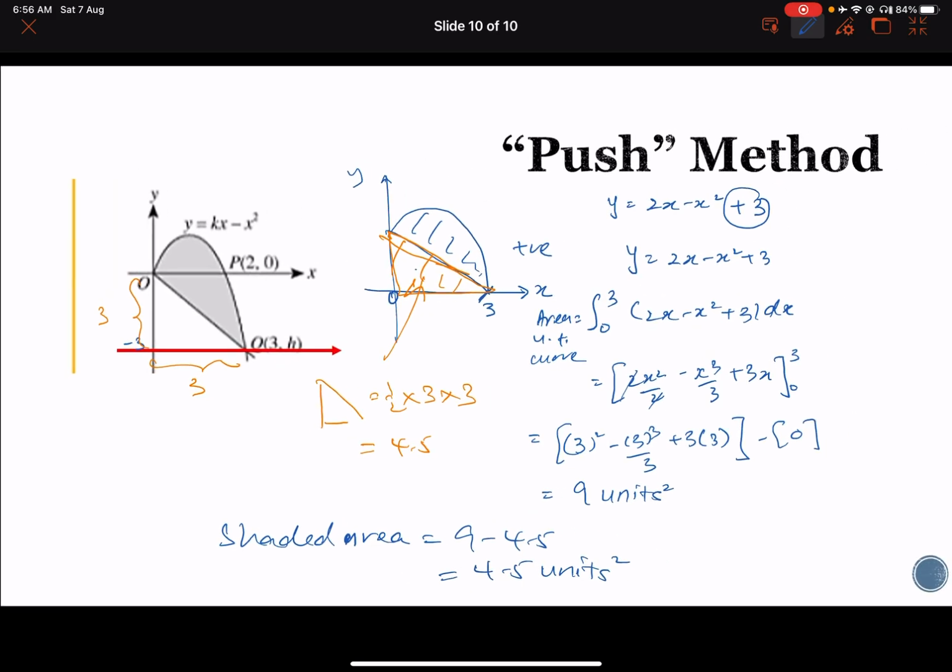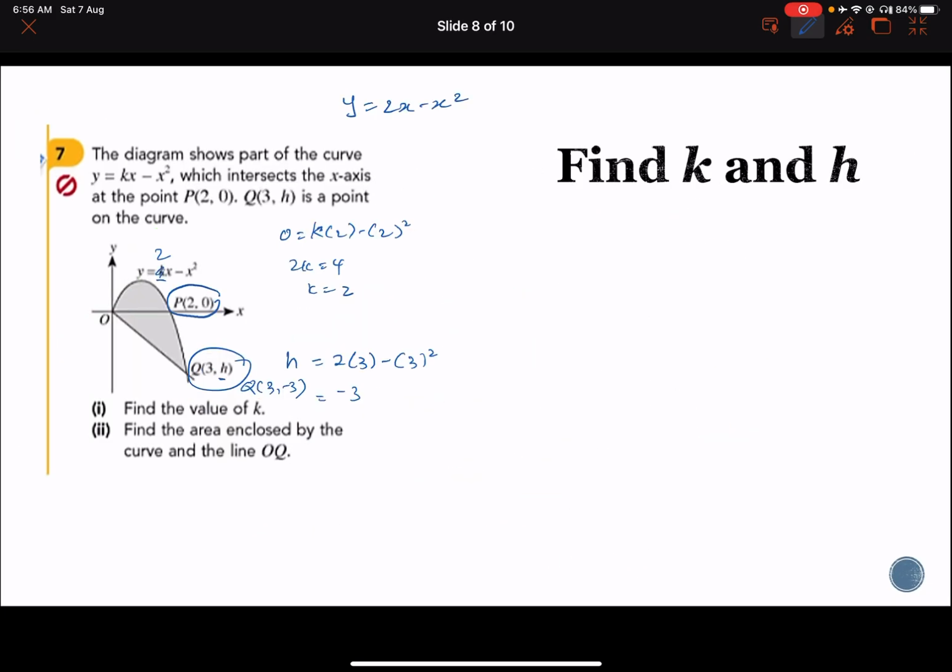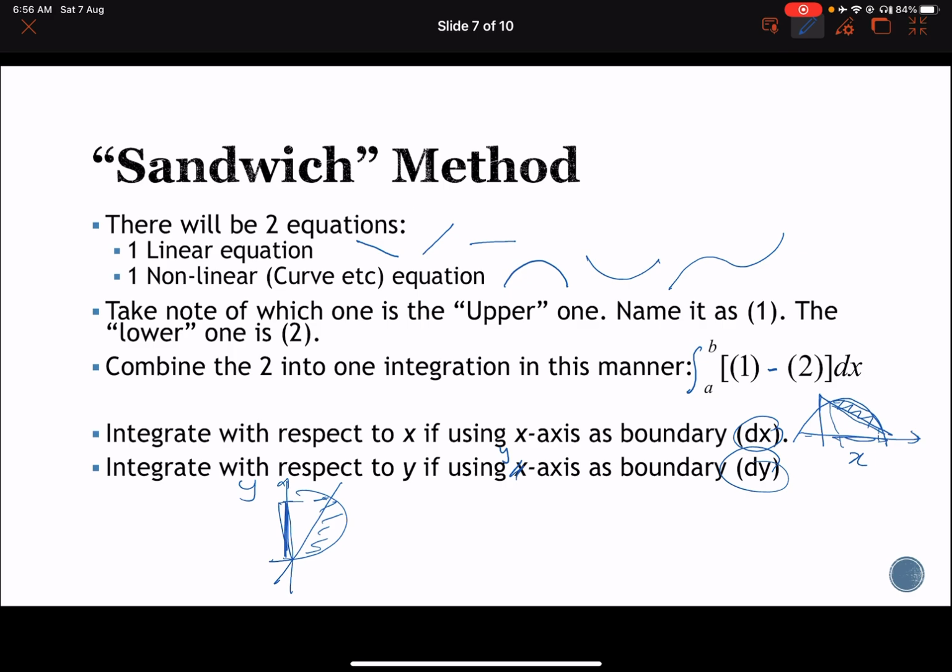The only problem is, like what I mentioned earlier on, for the sandwich method you will have to have 2 equations. So the key word here is that you must have 2 equations. No matter what, you will have one linear and one non-linear, then you can do the sandwich part. For instance, maybe you have the top sandwiched by the bottom, or you may have a case like this where the line comes first and then the curve comes later on.